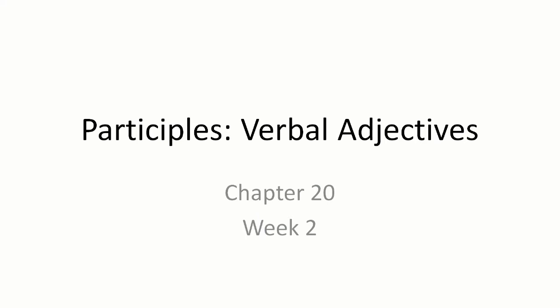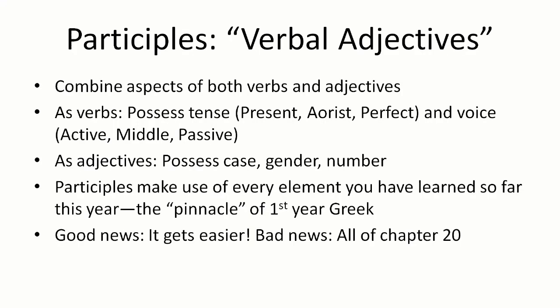All right, chapter 20. You have here participles. Now, all this year so far, we have been working with the indicative mood. Participles are the first non-indicative verbs that we're going to be dealing with. Now, they're not actually verbs. They do not have person and number. But as you can see from the title of the chapter, they are called verbal adjectives. Okay, they combine aspects of both verbs and adjectives.